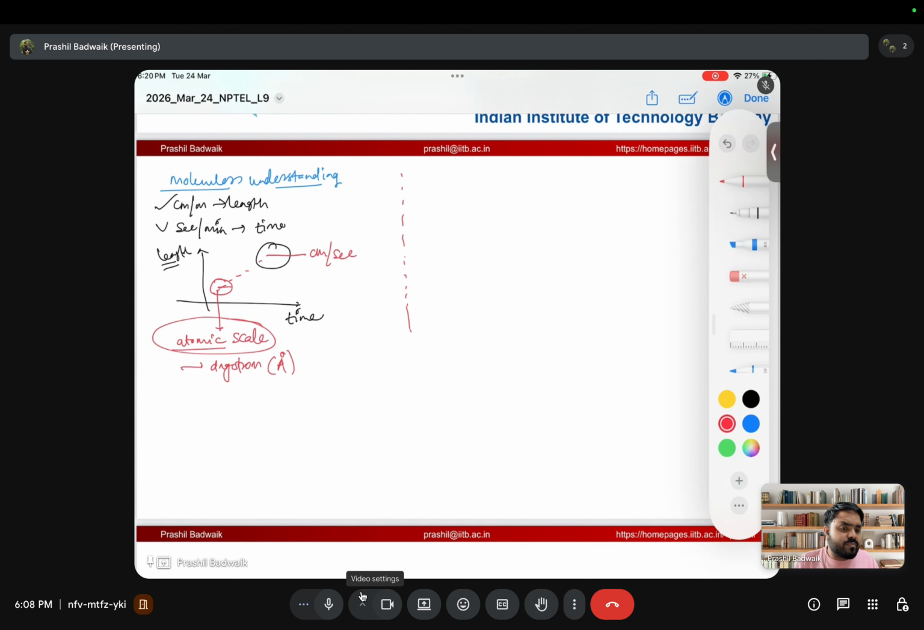And the time over which we measure, because these fluctuations and all the things that are happening in the system occur at femtoseconds to picoseconds time scale, right? So time is in nanosecond, I could write picosecond, right? So at this small time scale, these events happen.